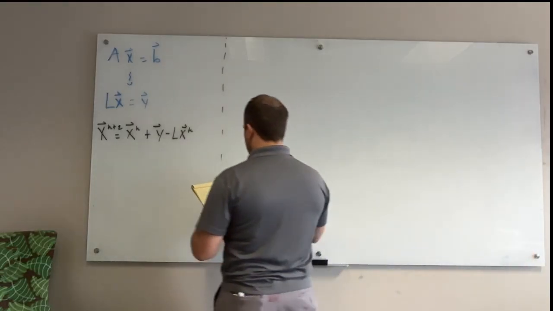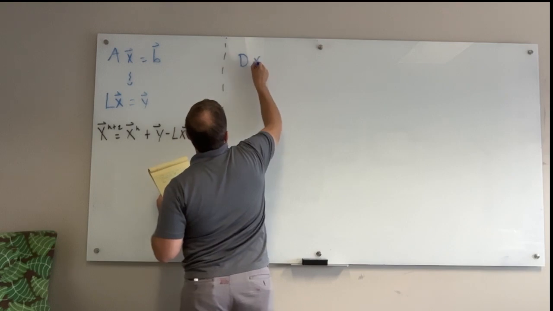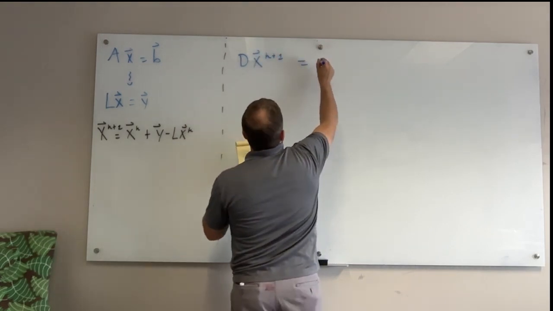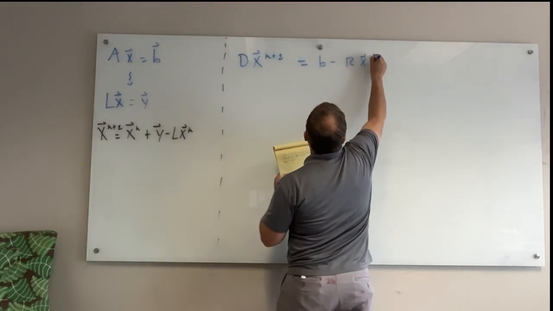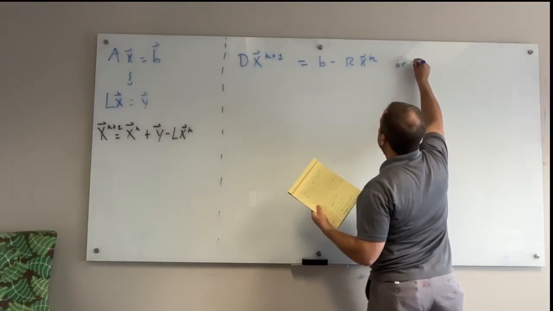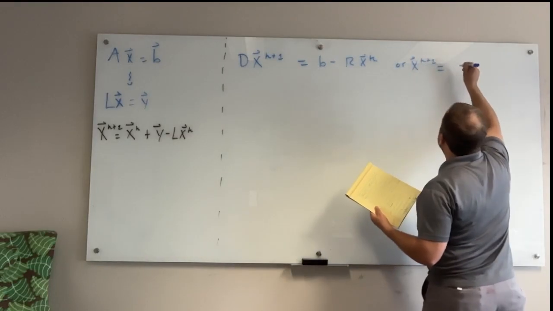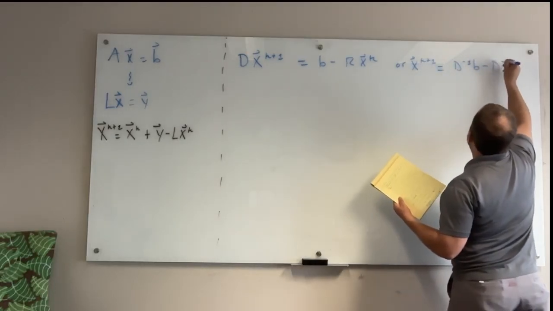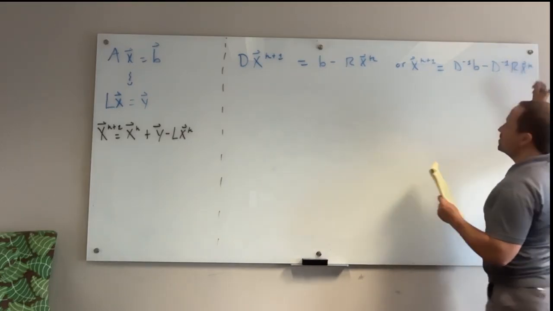Okay, so recall that the Jacobi iteration is expressed in two ways. We can have D x_{k+1} = b minus R x_k, or if we take the inverse on both sides, we get x_{k+1} = D^{-1} b minus D^{-1} R x_k, like this.